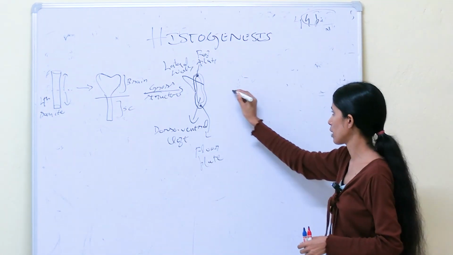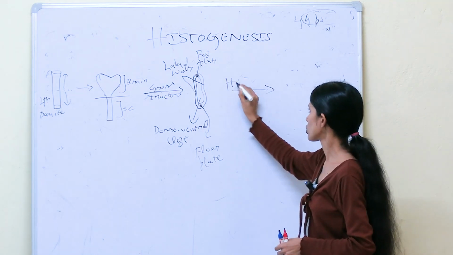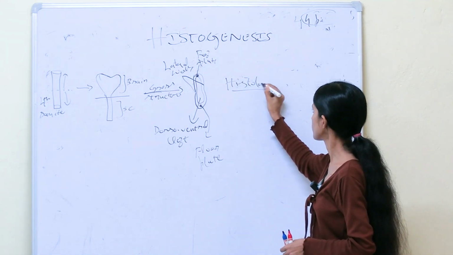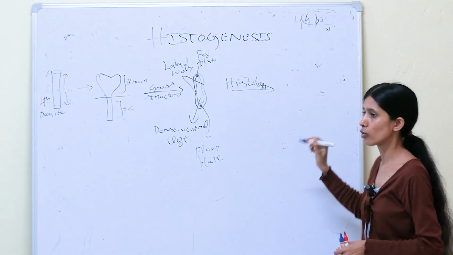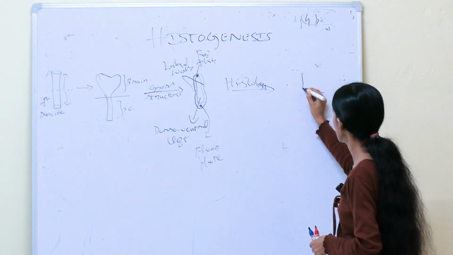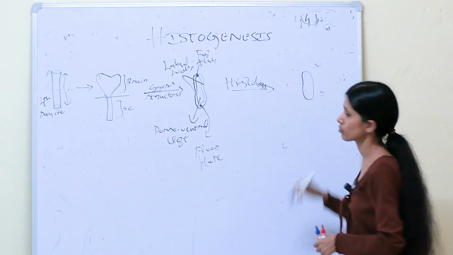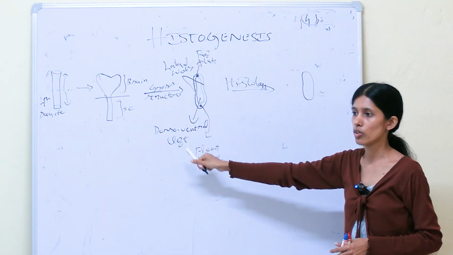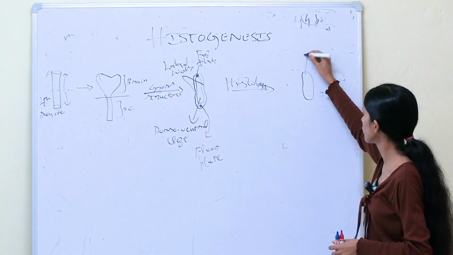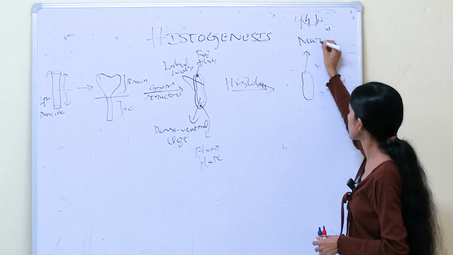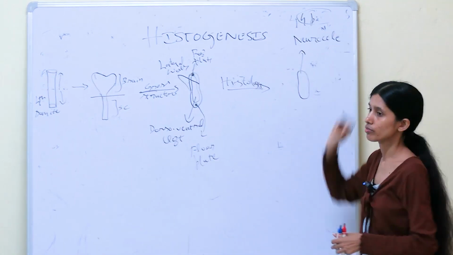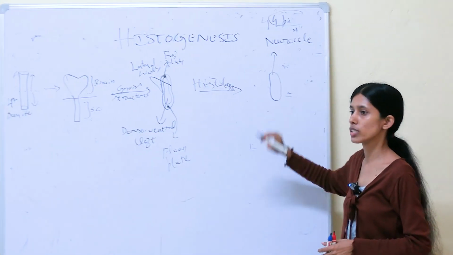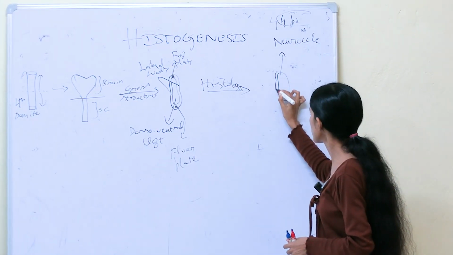So if I see the same section in a histology aspect, this is how the structure will look. This cavity here we called the dorsoventral cleft, but here we call it the neurocele. And this neurocele is lined by which cells?